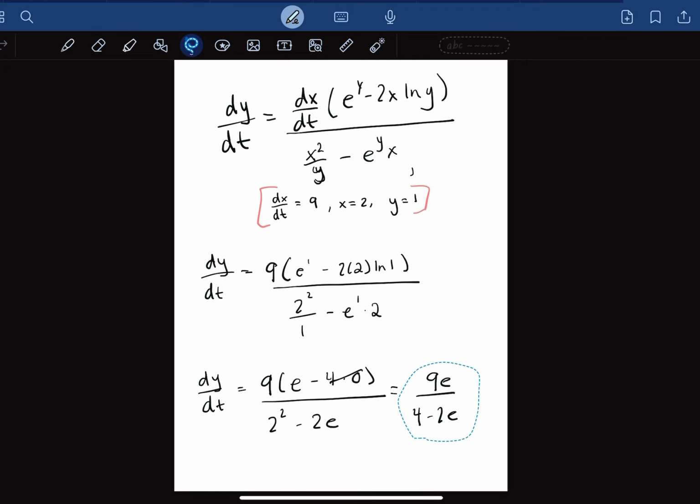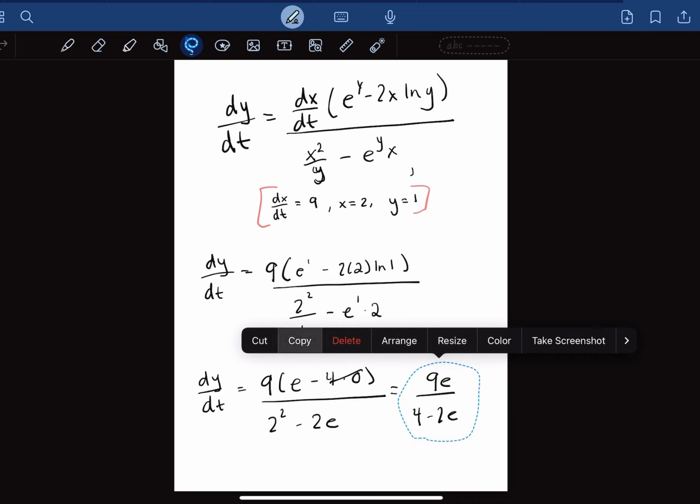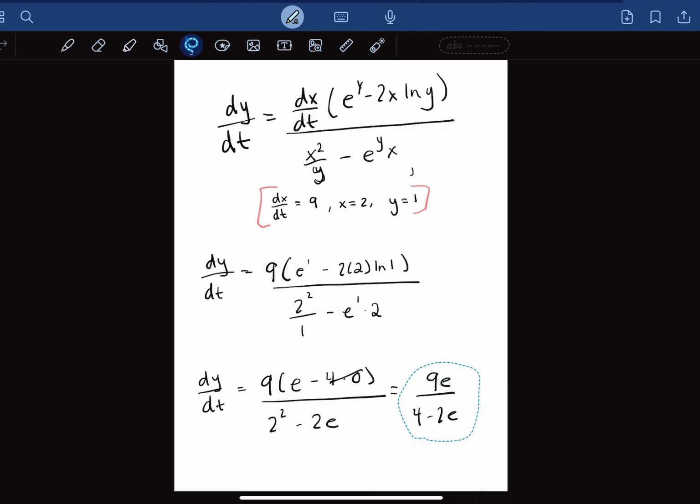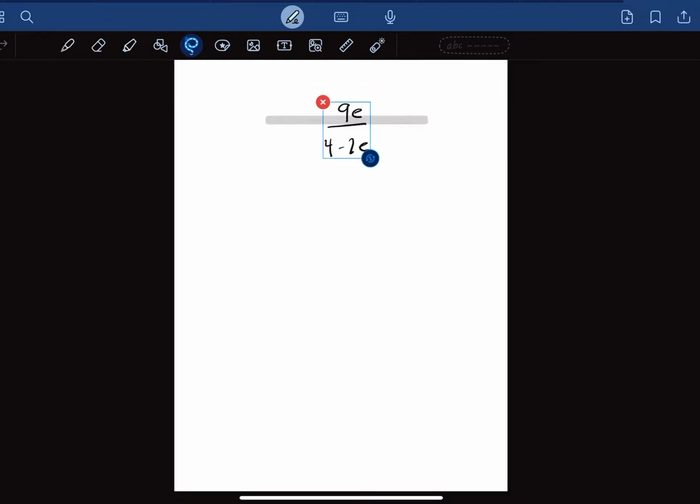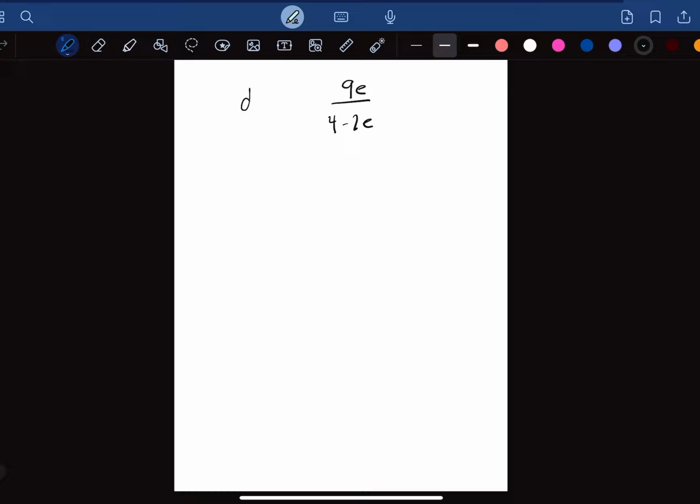And now looking over at what the answer key says, or what the possible answers are, it looks like we are going to have answer choice B for our dy over dt. It should be equal to answer choice B, because you can rewrite this as dy over dt is equal to 9e over, you could take out a 2, times 2 minus e.